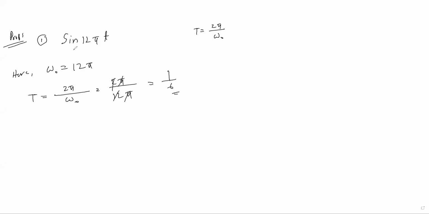This is a sine theta, so it is already a sinusoidal periodic signal, and 1 by 6 is nothing but the fundamental period of the signal. So you can write it like that also. Since only one signal is there, this is the smallest time period of the signal. That's why we can say fundamental period equal to 1 by 6.